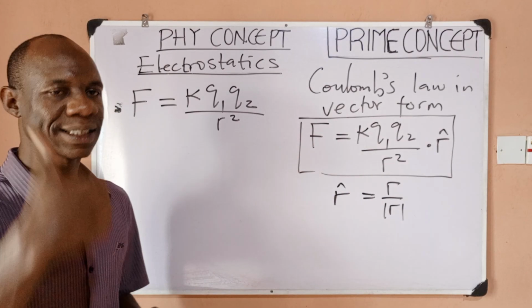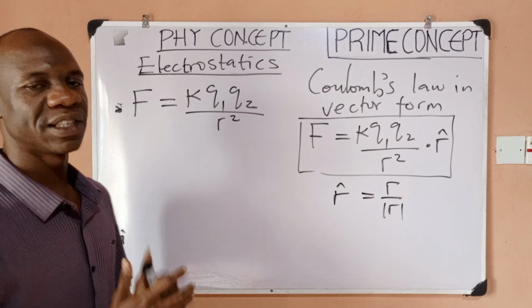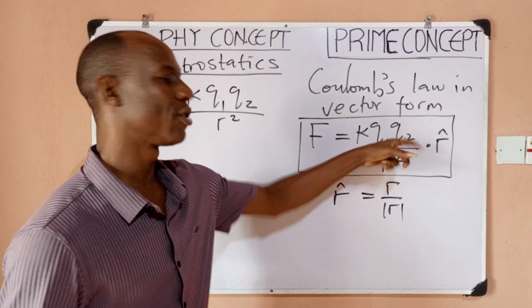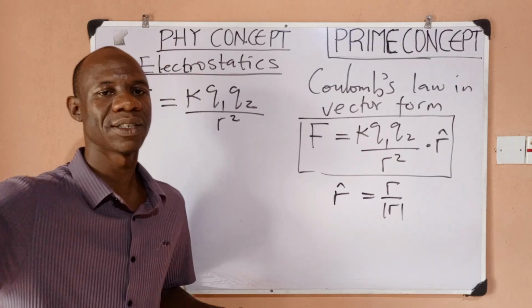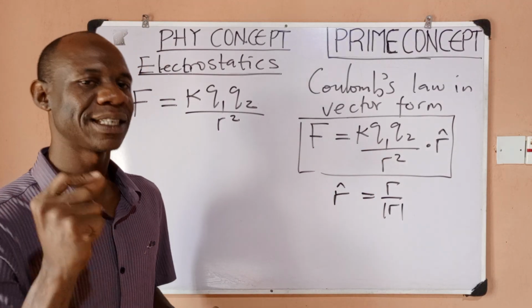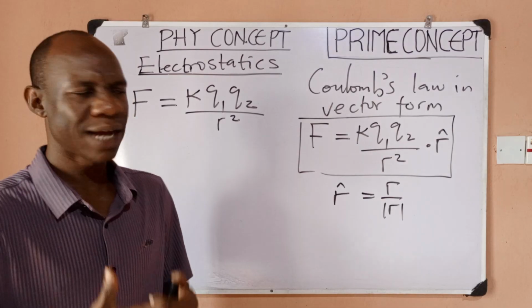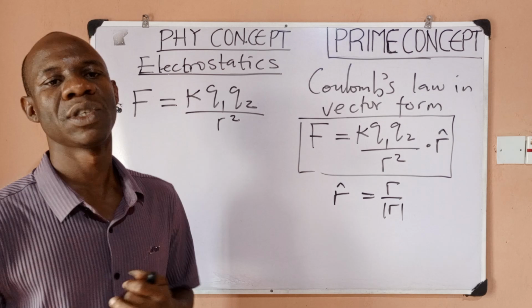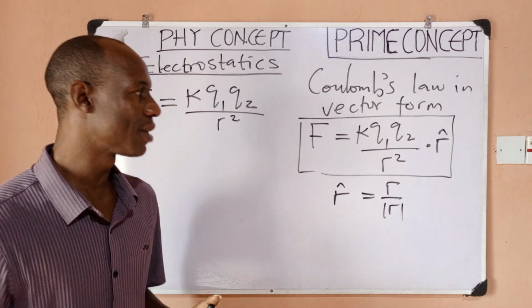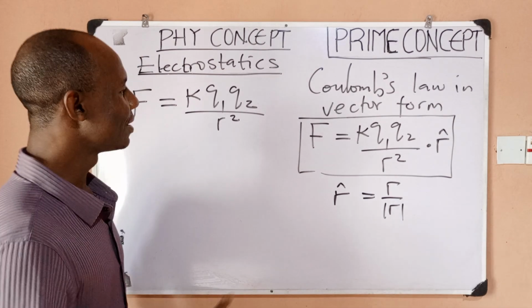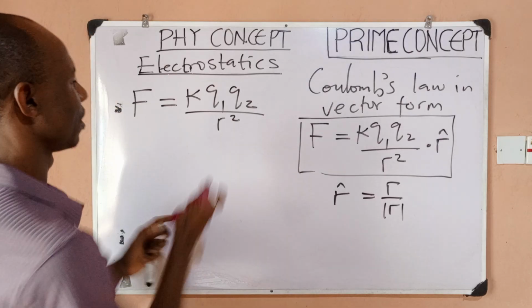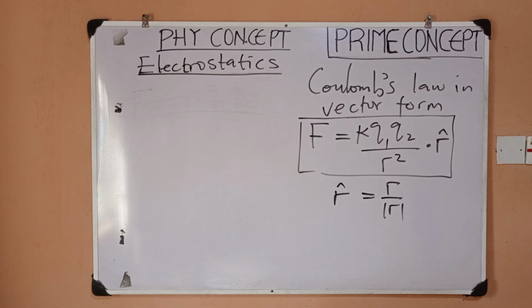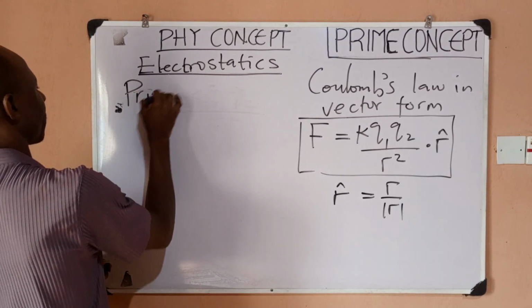But before that, the next thing we want to consider is the principle of superposition. Now, in a situation where we have more than two charges, say we have three charges or four charges exerting force on one single charge, how do we get the magnitude and direction of the force that that single charge or test charge would experience? So that leads us to the next principle, which is the principle of superposition.